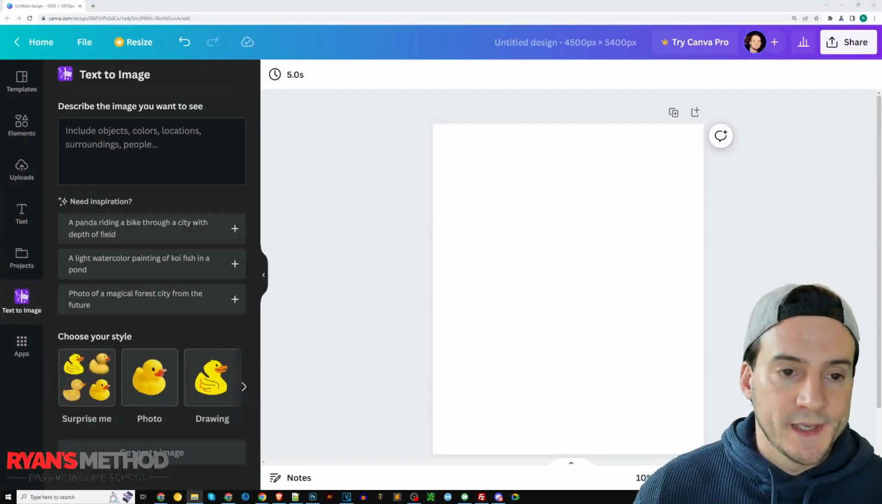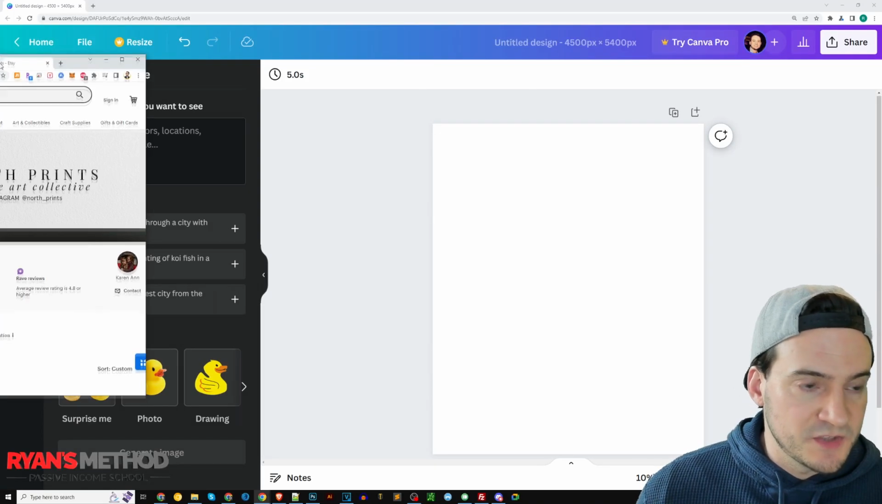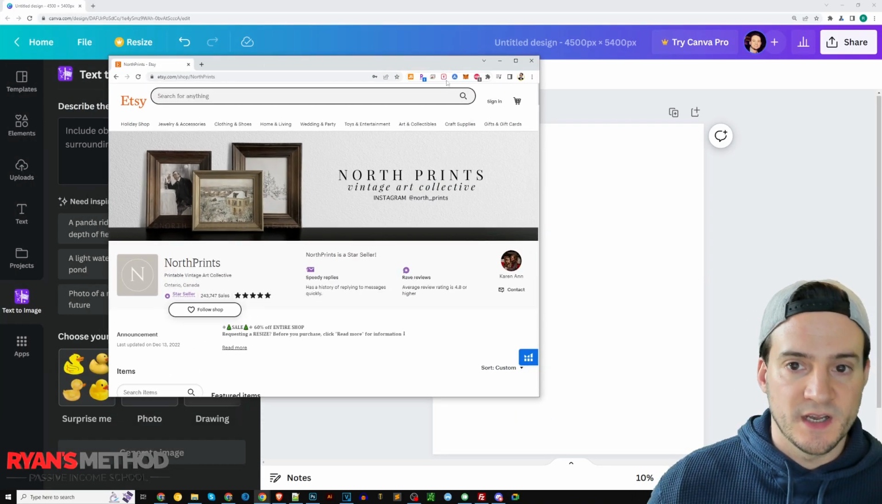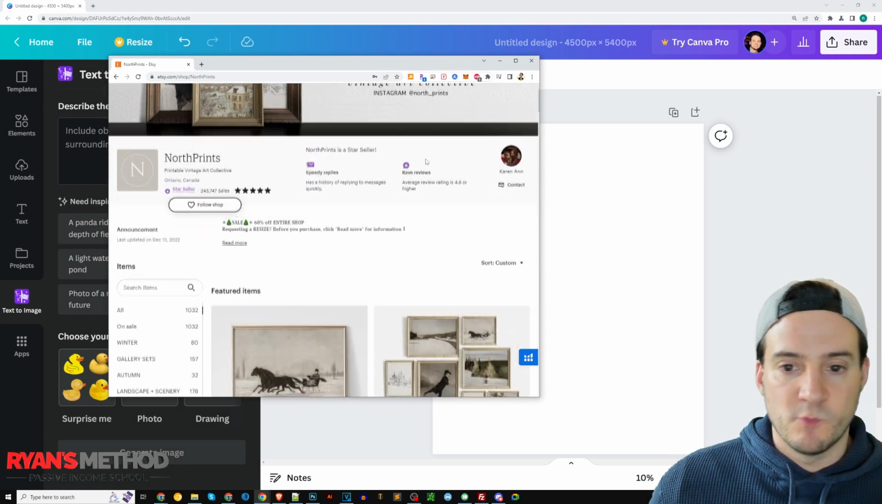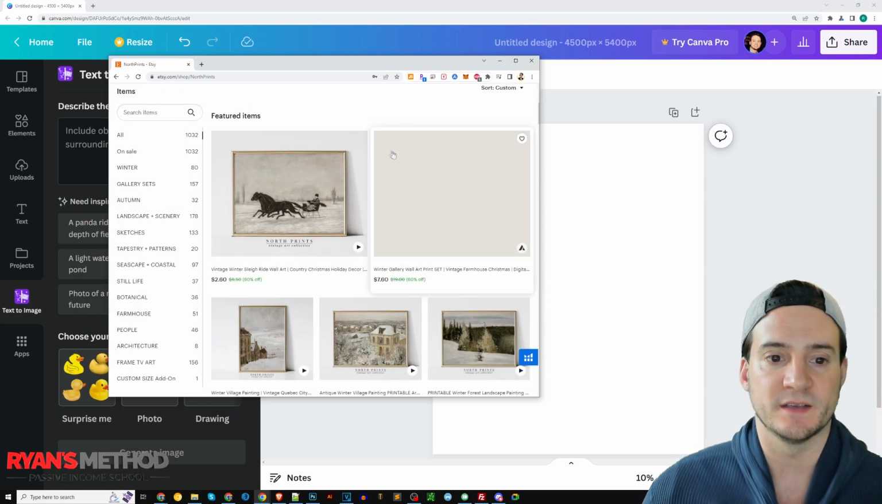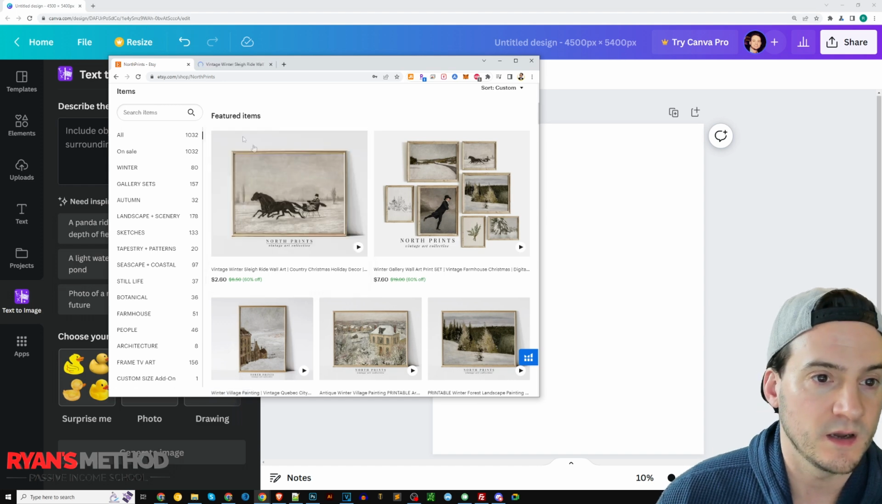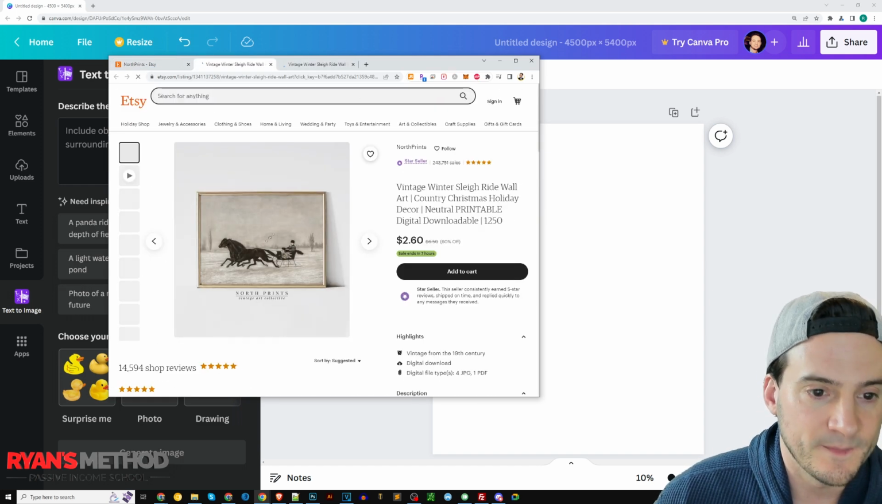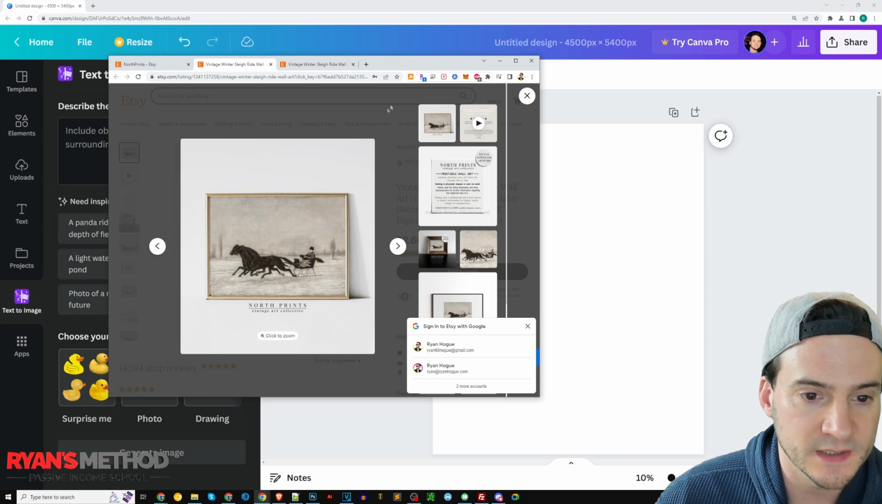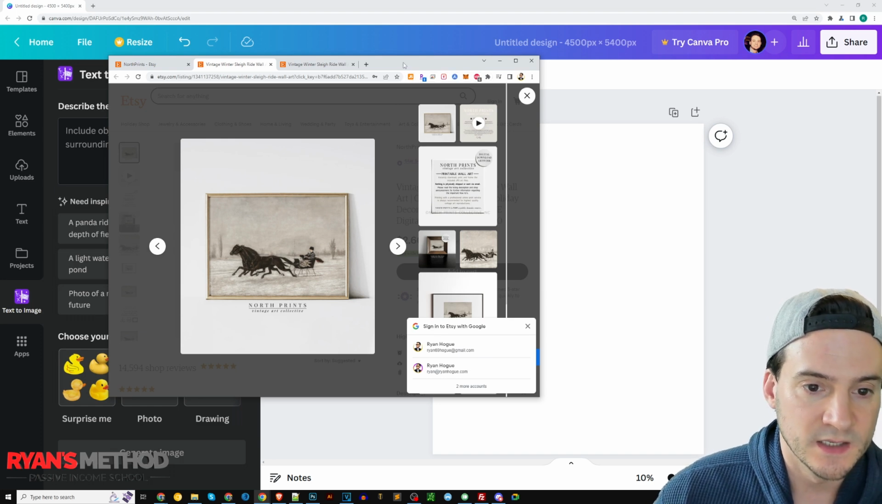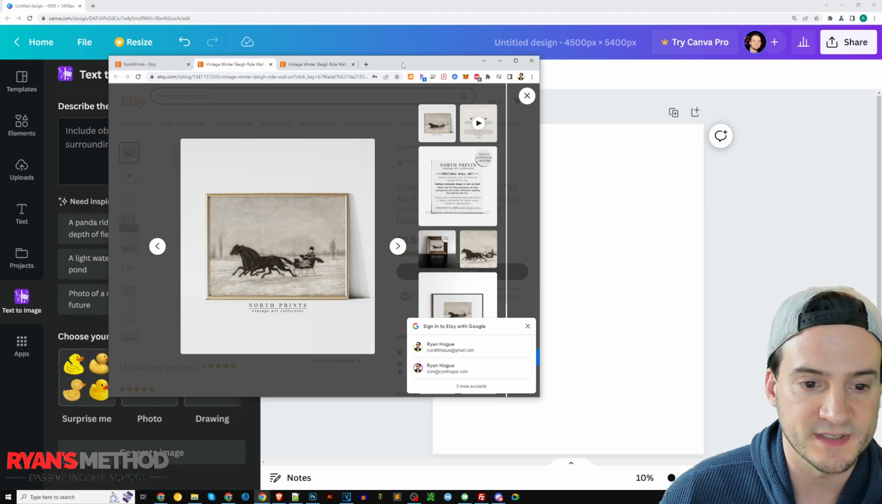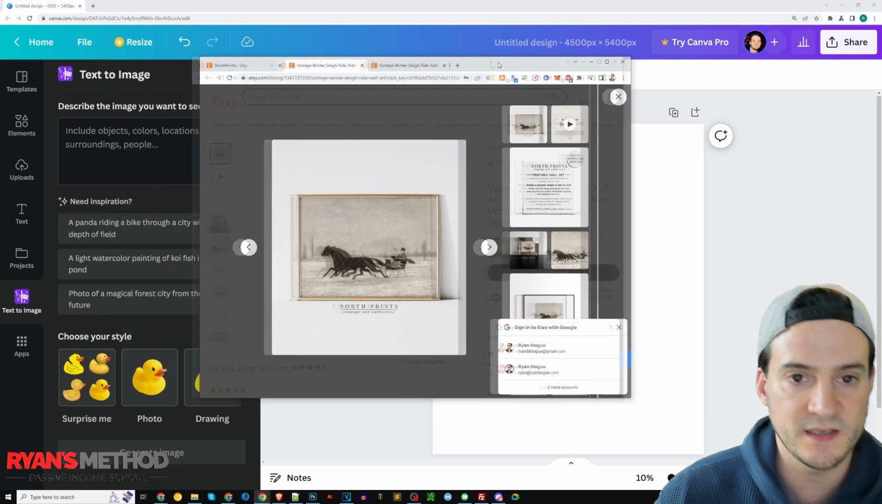All right, guys, so we're here on Canva as promised, and let's just pop over to the North Prints shop really quickly one more time to get an idea of what it is that they are selling. So how about this one right here? It looks like, what is that? Horses pulling a sled.